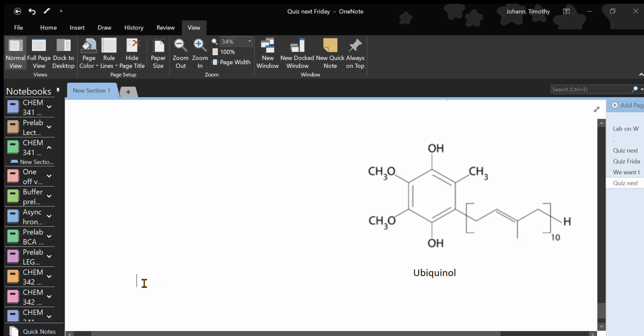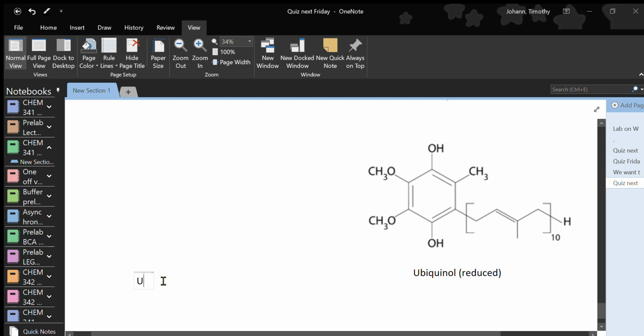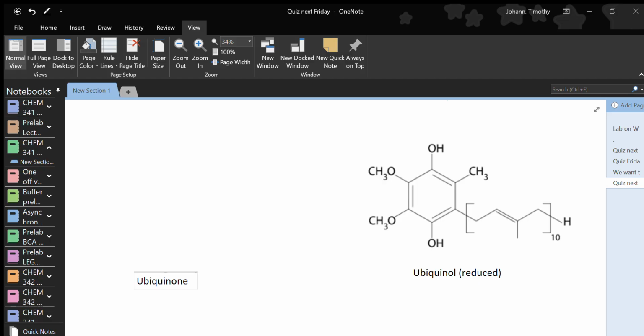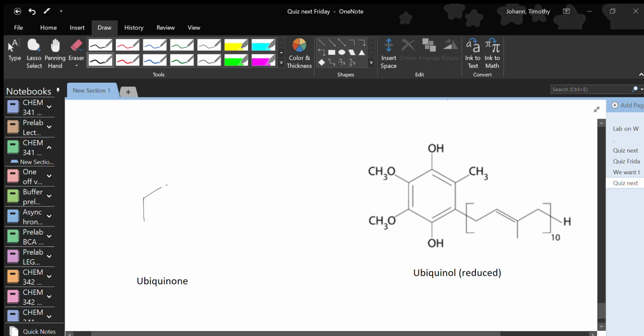You probably have seen it before. And then that's the reduced form. And then we have ubiquinone. And ubiquinone is going to look like the same molecule, except it's a quinone, essentially. We have these double bond O's instead.